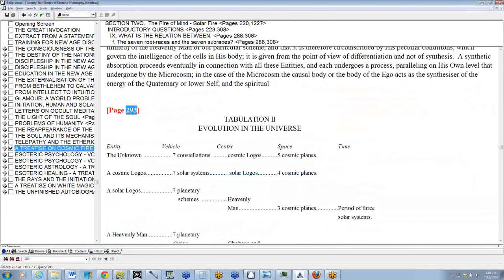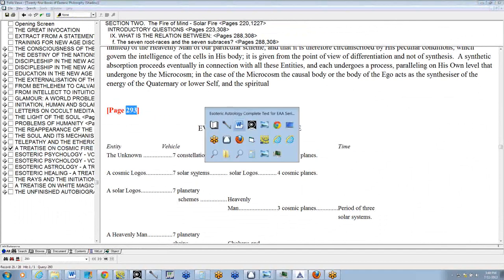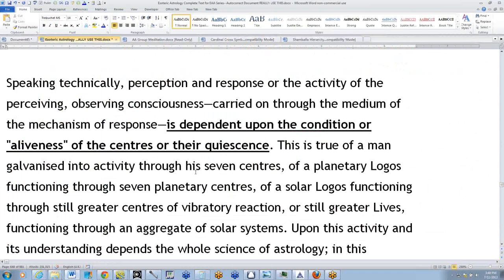293, and there we have the heavenly man, the solar logos, the cosmic logos, who has as his chakras aggregates of solar systems, alive or not too alive, depending on the degree of evolution, and even the unknown, which in this case I think is the one about whom naught may be said, of the second order. The seven constellations are his centers, and to what degree are they alive? Because they could be perhaps more alive than they presently are.